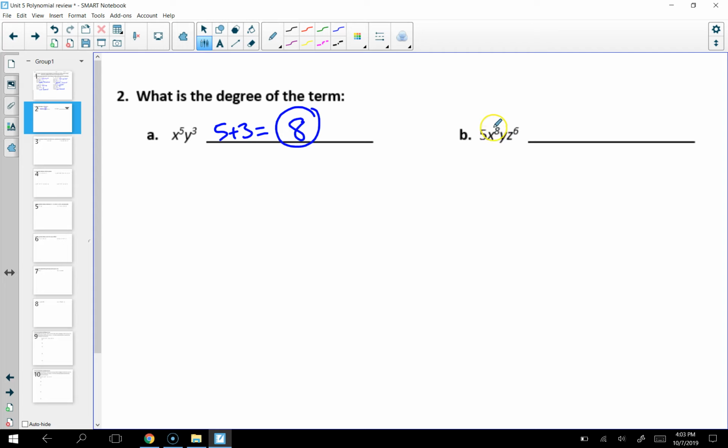Alright, over here I have x, y, and z. So I should have 3 exponents. It's going to be 8. The exponent for y is 1. And then the exponent for z is 6. So the degree of this whole term is going to be 15. So just remember that when it asks you for degrees of multivariable pieces, you add them together.